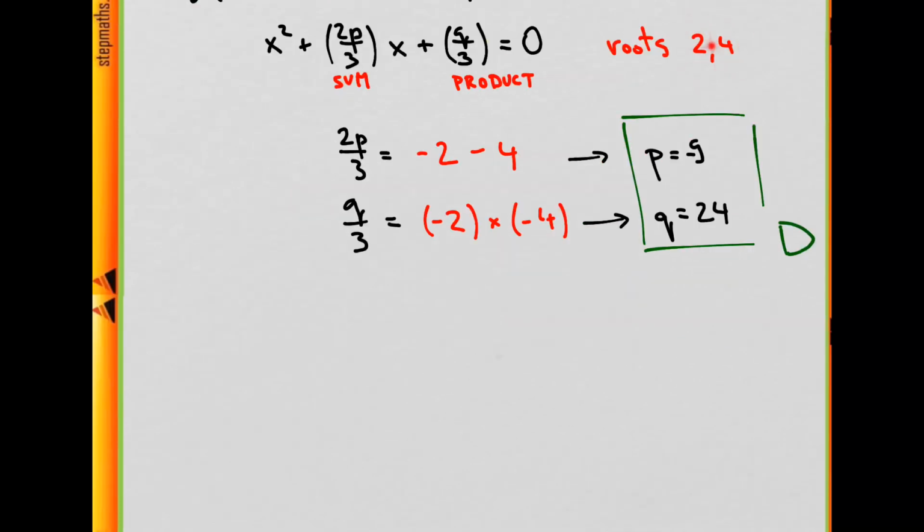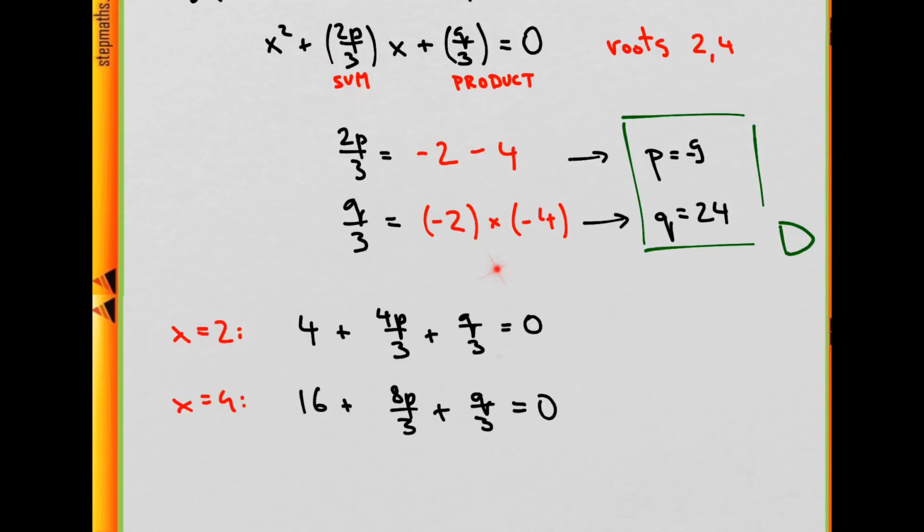We know that 2 and 4 are roots, so we substitute 2 and 4 for x, one after the other. We should get simultaneous equations in p and q. And this is what happens when we substitute 2 and then 4. We do get simultaneous equations in p and q, and when we solve these, again, we get p equals -9 and q is 24, which was D.